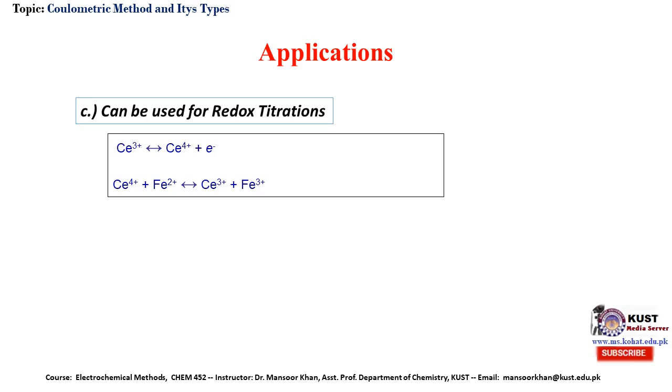Here cerium plus 3 undergoes conversion to cerium plus 4 by the release of an electron. So the process is oxidation, where cerium plus 3 is a reducing agent. On the other hand, the overall reaction is given where Ce plus 4 reacts with Fe plus 2. Ce plus 4 is converted into Ce plus 3 and Fe plus 2 is converted into Fe plus 3. Ce plus 4 is a strong oxidizing agent. It is itself reduced to Ce plus 3, while it oxidizes Fe plus 2 into Fe plus 3.